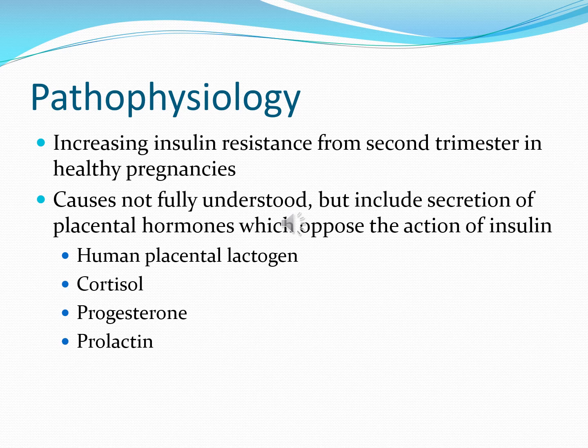So the pathophysiology of gestational diabetes is not fully understood. We know in healthy pregnancies there's increased insulin resistance from the second trimester. Why some of these women go on to develop gestational diabetes, we don't quite know, but it may be due to some women having increased levels of certain placental hormones which can oppose the action of insulin.